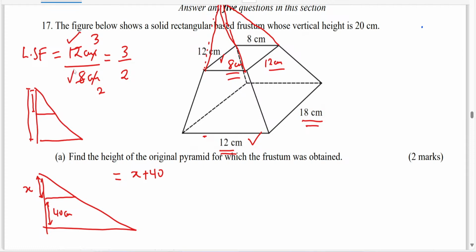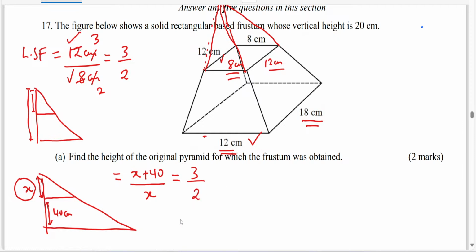the length of the larger pyramid, and divide by the length of the smaller pyramid. So the same thing here, you take the length of the larger pyramid which is x plus 40, divided by the length of the smaller pyramid which is x, and not 40. 40 is just the height of the frustum, not the pyramid. So divide by x is equivalent to 3/2.